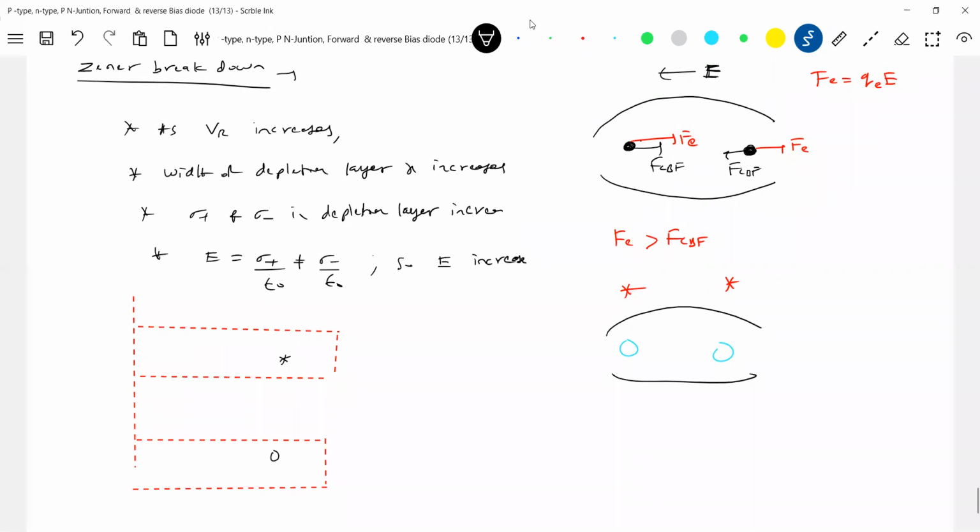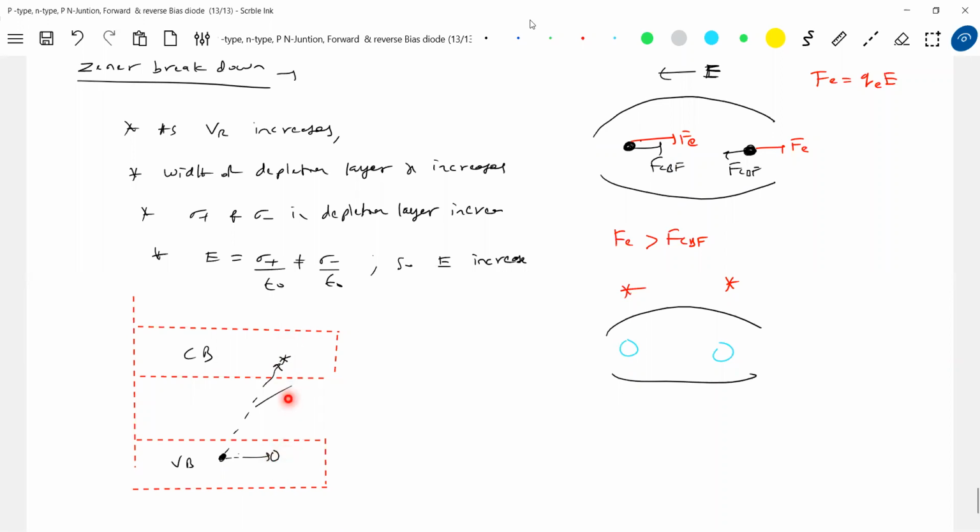I don't know how to show this. Okay, I think here I cannot. At the most, I think I can show this much. Who will pull this valence electron from the valence band? This particular thing. The electrostatic field in the depletion layer will directly pull the valence electron from the valence band to the conduction band. If an electron jumps from the valence band to the conduction band, it will become a free electron, and the vacancy created in the valence band will become a hole.